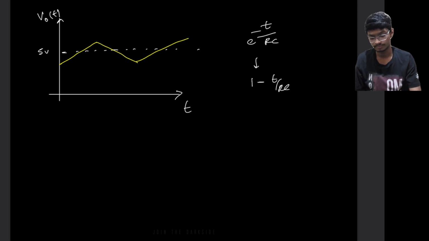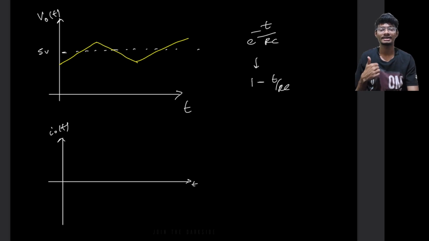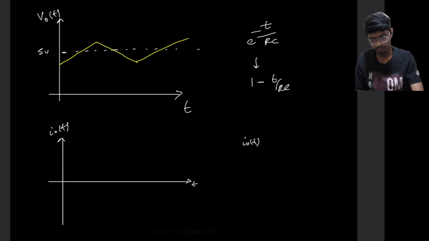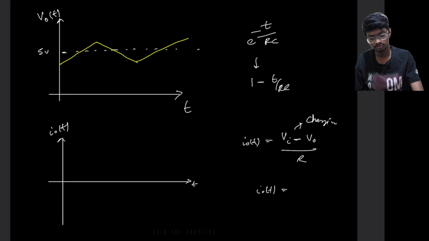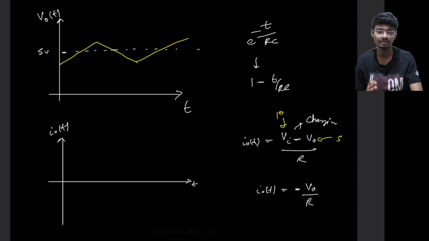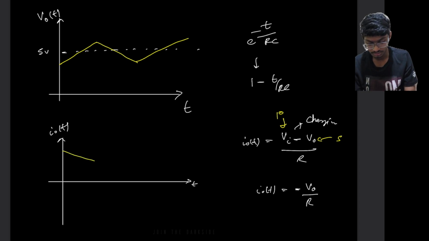Now what is the output current? We know that the output current has a 0 DC value, so it will just go along this voltage. I of t equals Vi of t minus Vo divided by R during charging, and I of t equals minus Vo divided by R during discharging. Basically this is the superposition. During charging there is a constant 10 volts and some 5 volts which keeps on increasing, so the current will keep on decreasing.